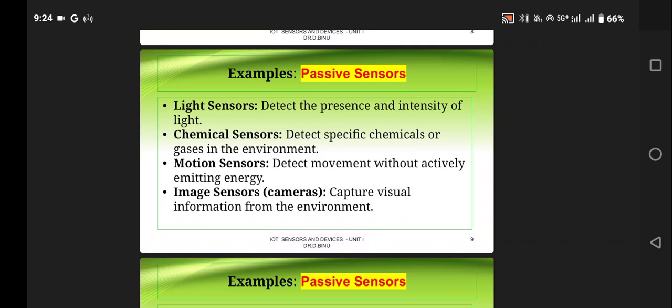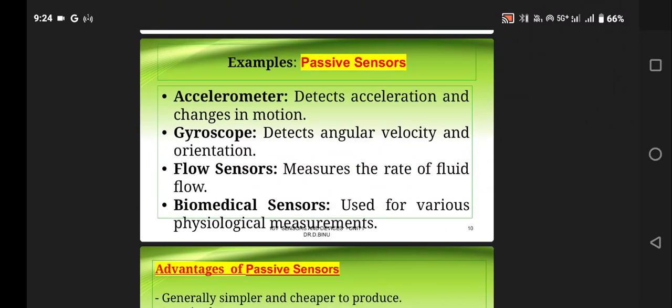Next one is the camera sensor or image sensors, which capture visual information from the environment. Accelerometer, this is a passive sensor which detects acceleration and changes in motion. Gyroscope, which detects angular velocity and orientation. Flow sensors are also passive sensors which measure the rate of fluid flow. Biomedical sensors are used for various physiological measurements.